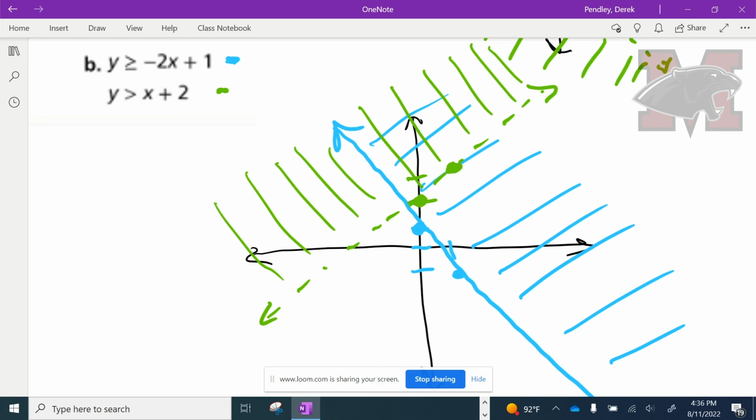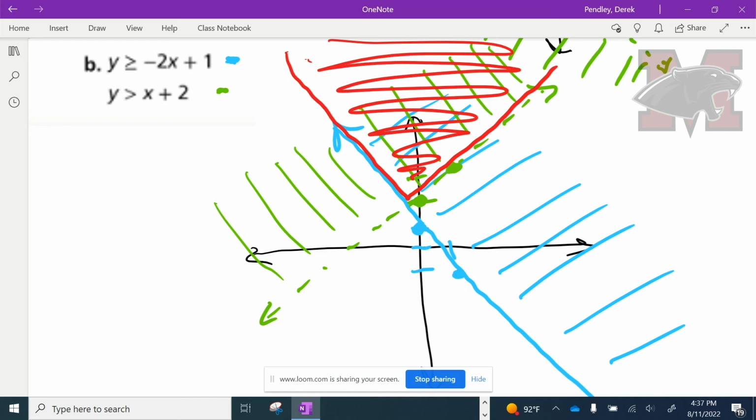Now here is the tricky part. The answer where both of them are true, if I asked you what that area was, that would be this area here, where both of them are shaded. So any point in that red area, but not on the line of the green, will be a true statement in both inequalities.